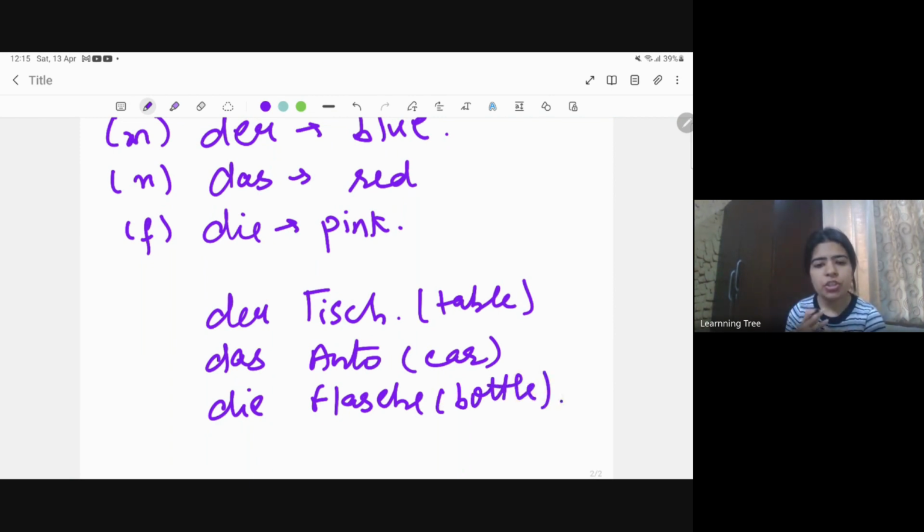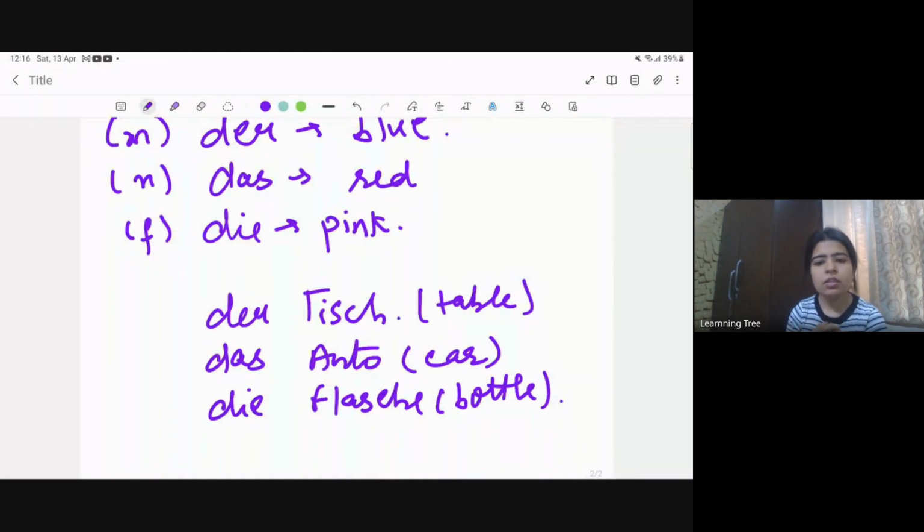Now I imagined the table to be of blue color every time. Whenever I used to see a table, no matter whatever the color of table is, I imagined it to be blue. Why? So that I can remember the article. That okay, it is blue color, that means it is masculine gender. Whenever I used to see a car, so if a car is passing by me, I imagined it to be red. No matter it is of gray color, whatever color it is. So that I can remember that, okay, it is neutral gender because it is having red color. Then bottle. Always I imagine the bottle to be pink so that I can remember that, okay, it is feminine.